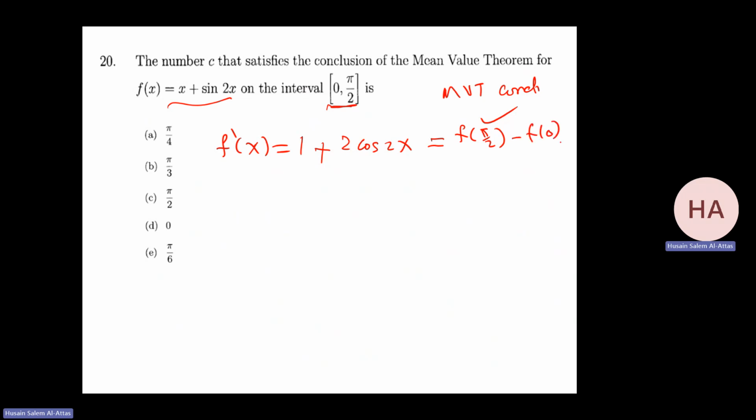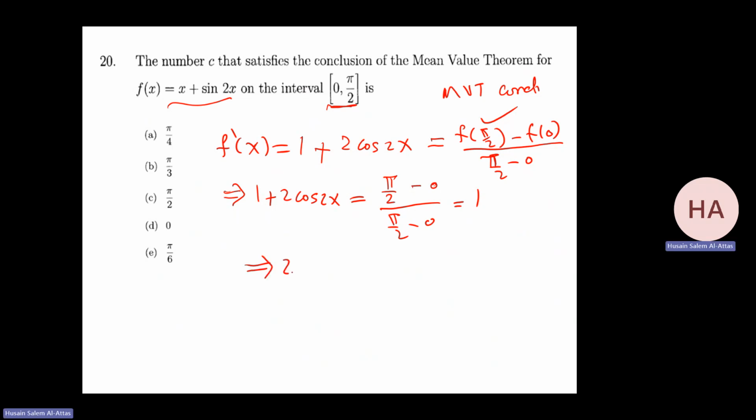That should equal f of pi over 2 minus f of 0 over pi over 2 minus 0. That will mean 1 plus 2 cosine 2x equals what? F of pi over 2 will be pi over 2 sine pi, which is 0, so that will be pi over 2. I have 0 plus 0, so it's minus 0 over this. That will be 1.